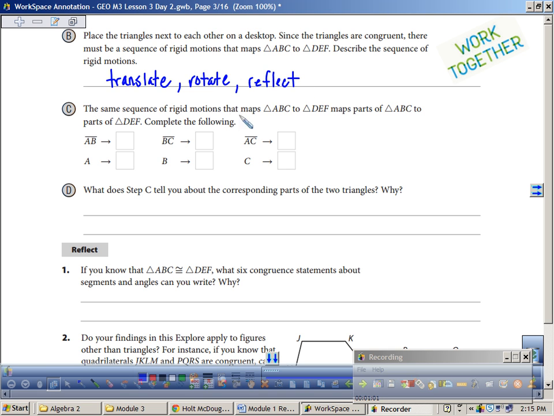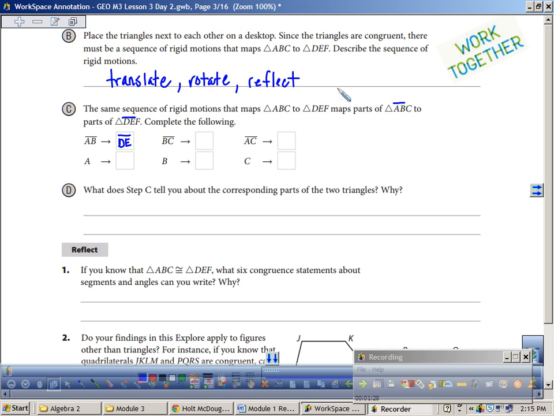Alright, the same sequence of rigid motions that maps ABC to DEF maps parts of ABC to parts of DEF. So AB corresponds with what on this other triangle? DE. And I kind of like to look at it this way. You don't even need a triangle to see it. If AB is the first two in this triangle, then DE is the first two on that triangle.